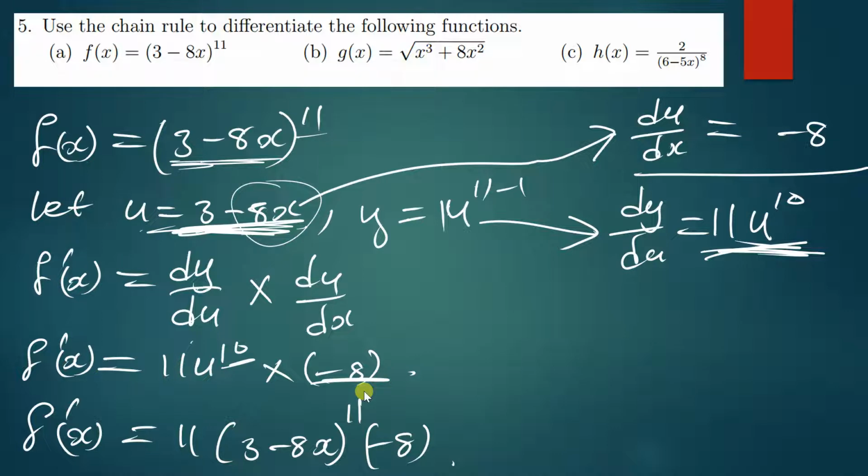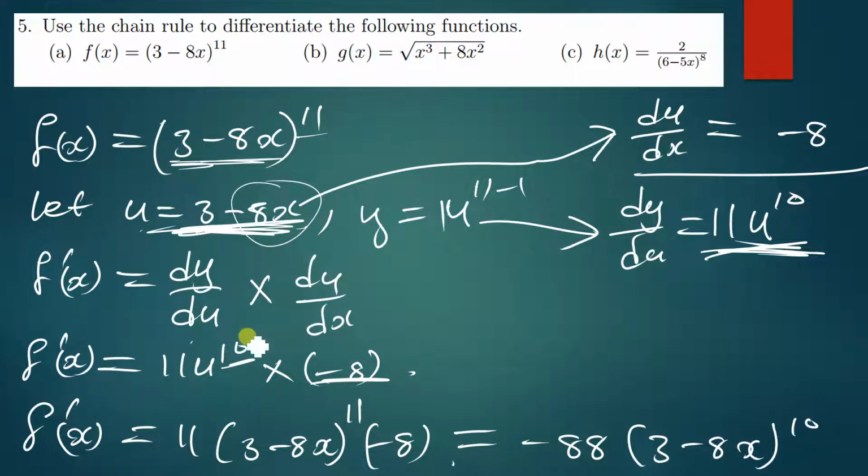Let me just simplify this. So negative 8 times 11, we're getting negative 88, open brackets, 3 minus 8x to the power 10. This one is supposed to be 10. Let's move on to the next question. So this is how you use the chain rule.